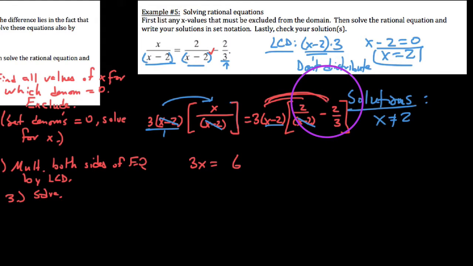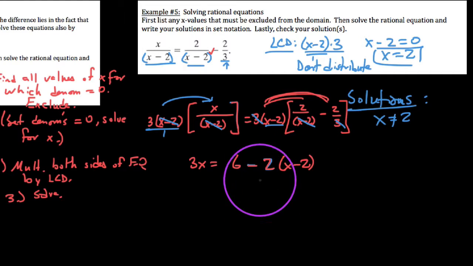And now when I distribute it over to here, this 3 is going to cancel out with this 3. And notice we get x minus 2 times this negative 2, or we say minus, and I'm going to write it this way, minus 2 times x minus 2. And that's important that we leave this x minus 2 as a quantity times this negative 2.